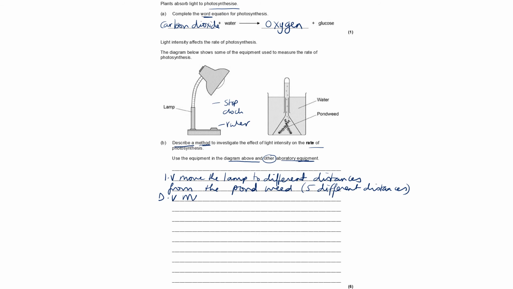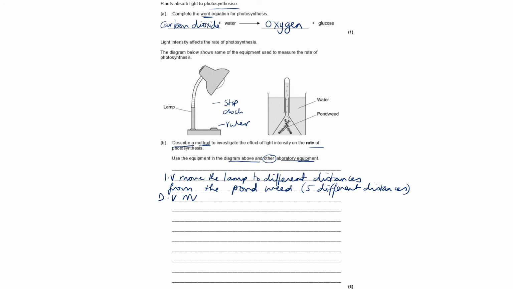So again, I'm going to recall the practical, and I've written down some of the equipment that I can see is missing from the diagram. There's no stop clock, there's no ruler, for example. And it says describe a method to investigate the effect of light intensity on the rate of photosynthesis.